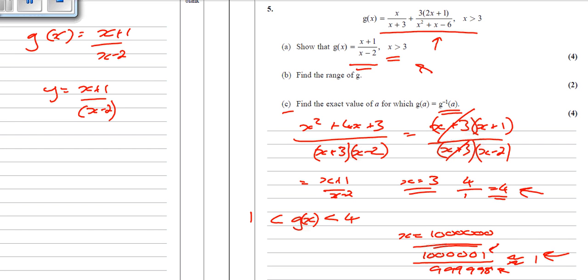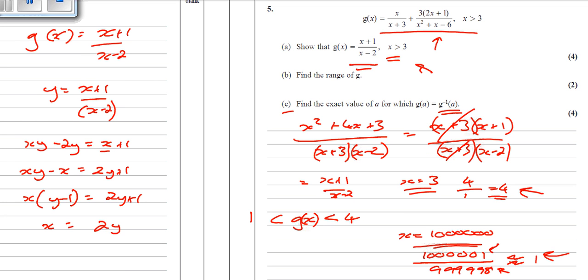So if we bring this up to the top, that's going to be xy, so bring it up to the left, minus 2y equals x plus 1. Now I want to get all the x's on one side and everything else on the other. So if we bring this x over to the left-hand side, xy minus x equals 2y plus 1. Factorise out the x, so we've got x(y minus 1) equals 2y plus 1. So x equals (2y plus 1) over (y minus 1).